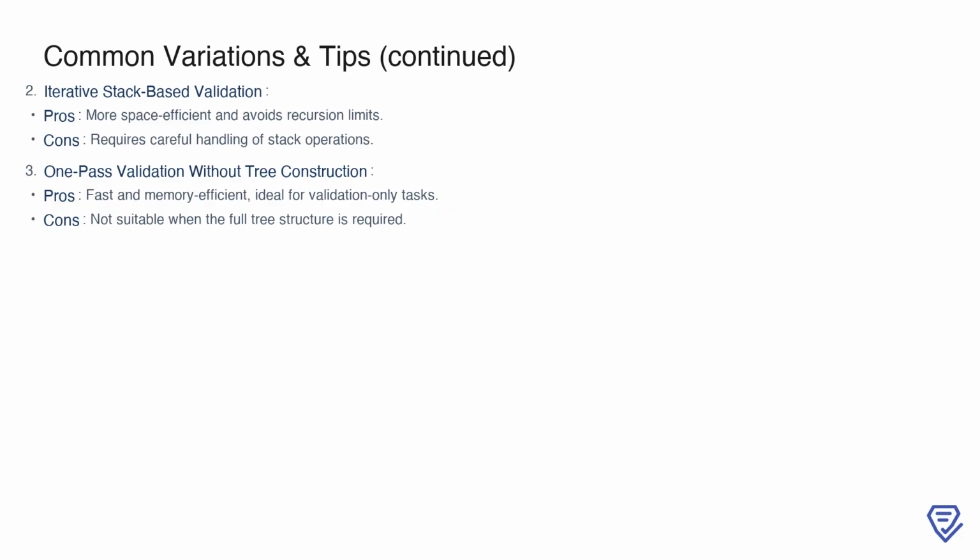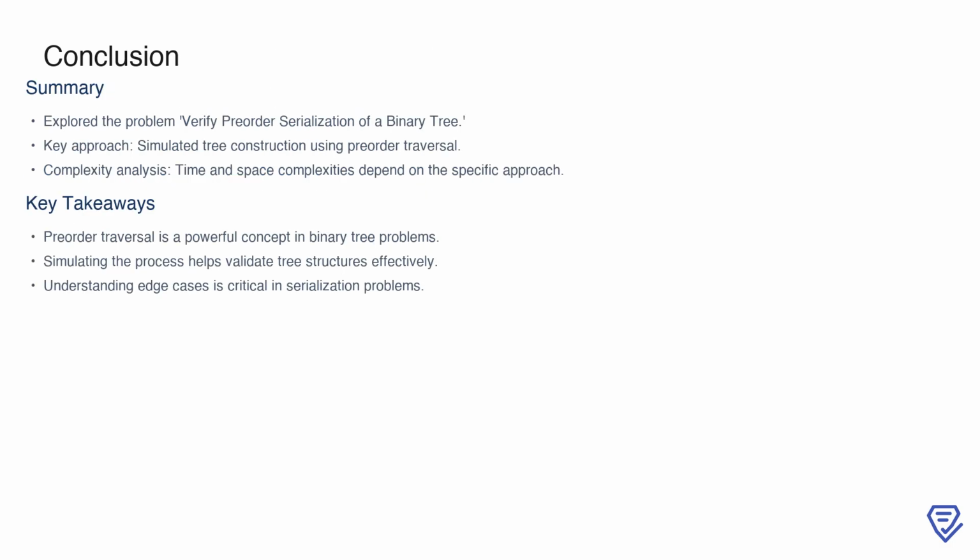Another highly efficient technique is one-pass validation without actually constructing the tree. This approach is both fast and memory efficient, making it ideal when the goal is to validate the traversal rather than build the tree itself. The downside, however, is that it doesn't allow you to retrieve the full tree structure. Each of these approaches has its own strengths and weaknesses, so selecting the right technique depends on the problem's specific requirements and constraints.